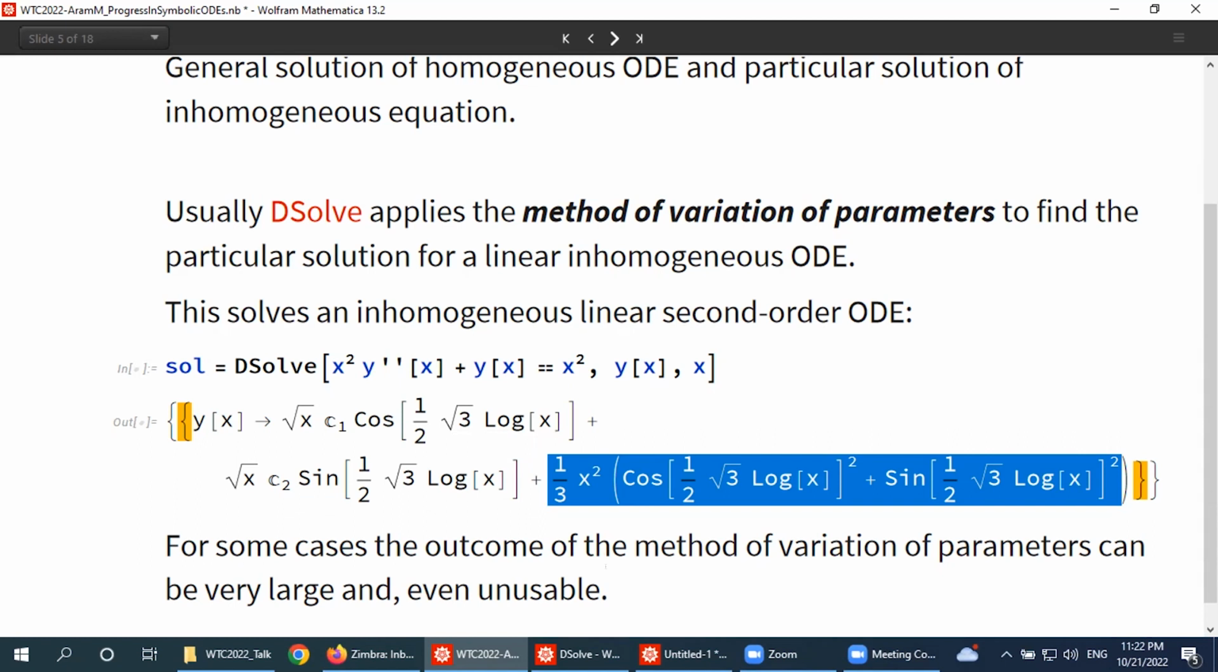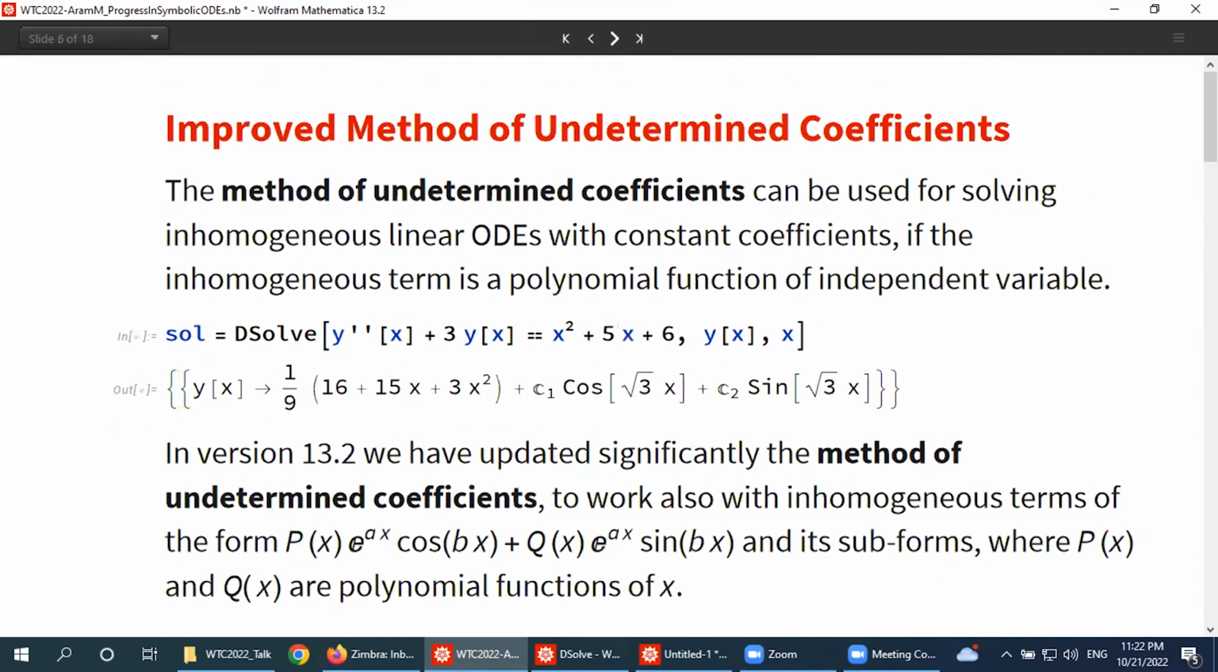for the inhomogeneous equation. That is why we are always trying to implement some new methods which allow us to avoid using the method of variation of parameters for some cases. And one of those methods is the method of undetermined coefficients. The method of undetermined coefficients can be used for solving inhomogeneous linear differential equations with constant coefficients if the inhomogeneous term is a polynomial function of the independent variable.